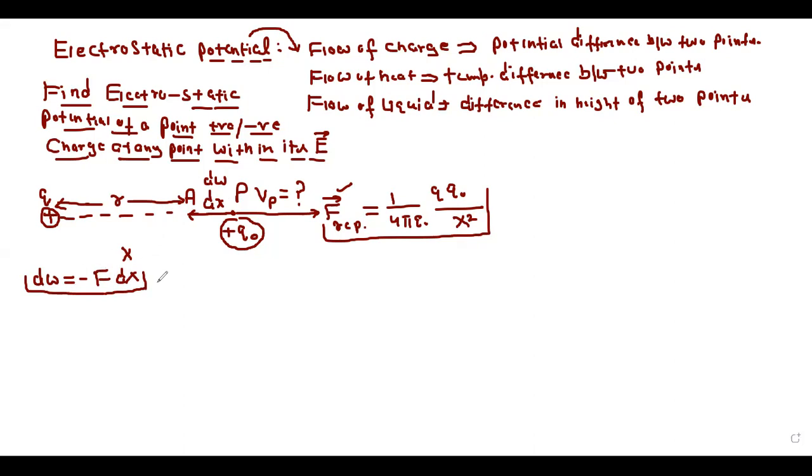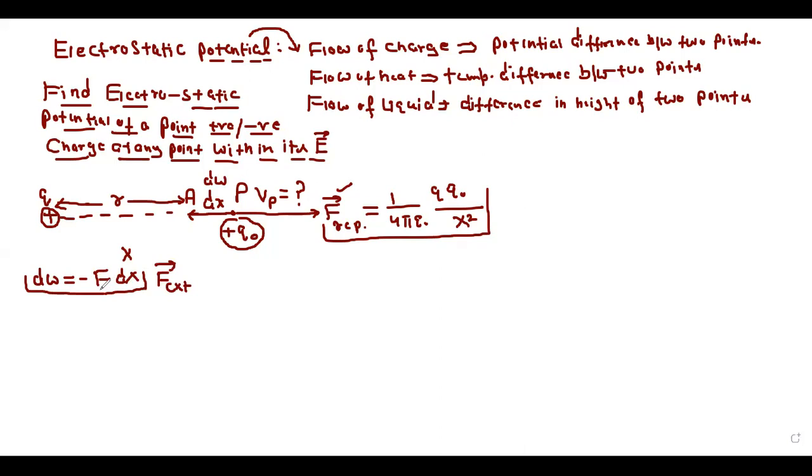Work done is negative means we are applying an external force. We have to apply the external force against the repulsive force, which is opposite to the repulsive force. So here the work done is negative.